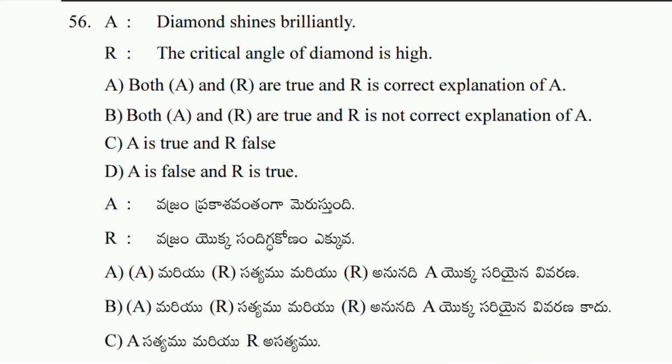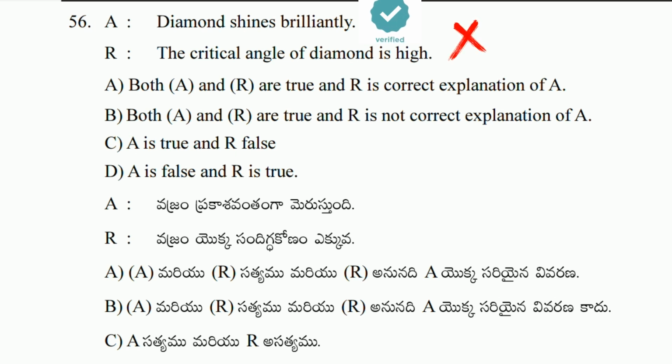Here we have another question, that is the 56th question. Diamond shines brilliantly and the critical angle of diamond is high. Here A means assertion and R means reason. Diamond shines brilliantly, so it is correct, so the assertion is correct. But the reason is the critical angle of diamond is high. It is given that the critical angle of diamond is high, but the critical angle of diamond is very low and its value is 24.4 degrees.